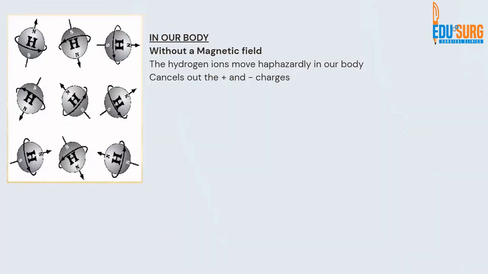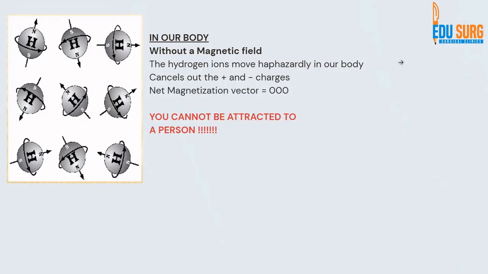Similarly, in our body, when there is no magnetic field, basically when we are just moving around in our body, the hydrogen ions move haphazardly and cancel out the positive and negative charges. What that means is that if this arrow is positive, this is negative, you will have an opposite hydrogen ion movement which will cancel out this charge. So the net charge in a body is zero.